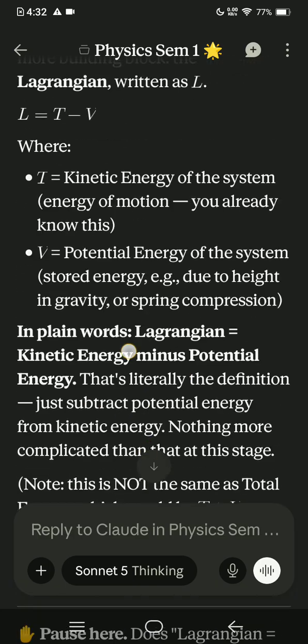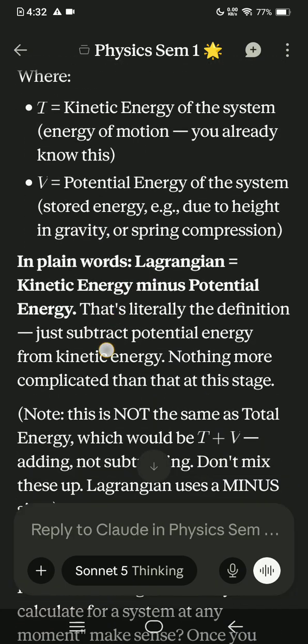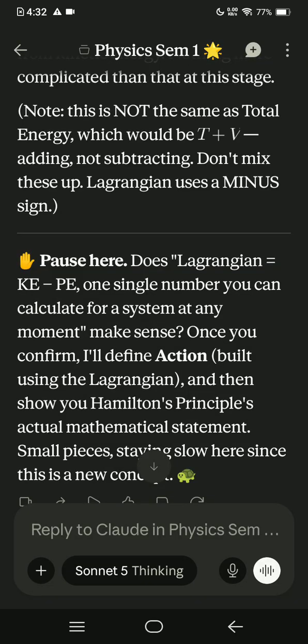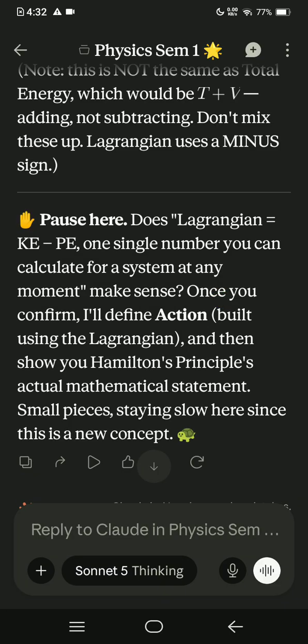Why? What does it represent? What exactly is it? One single pause here: the Lagrangian, T minus V, is one single number you can calculate for a system at any moment. Makes sense? Once you confirm, I'll define action built using the Lagrangian, then show you Hamilton's principle, the actual mathematical statement.